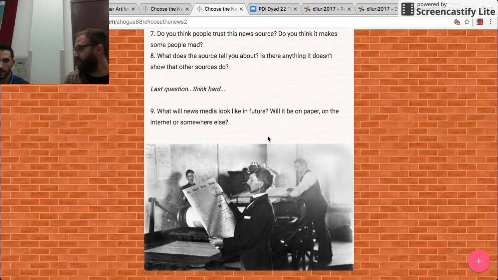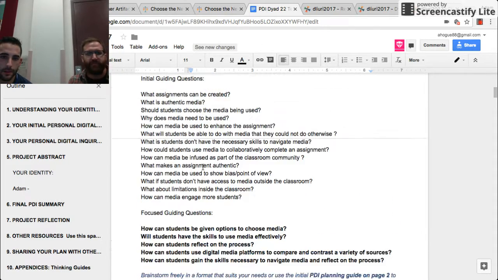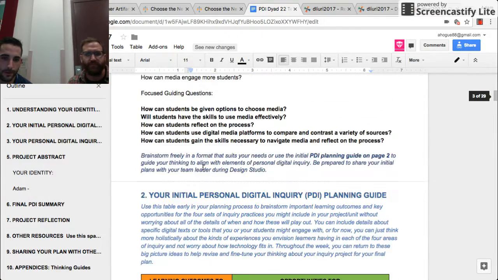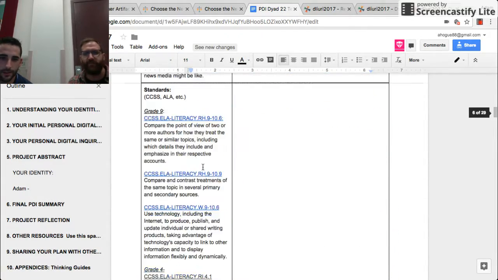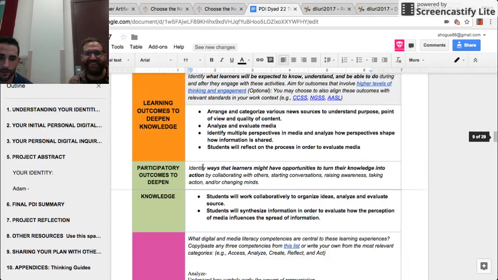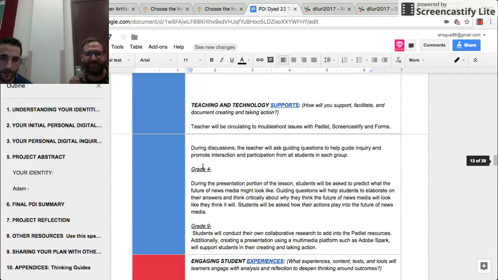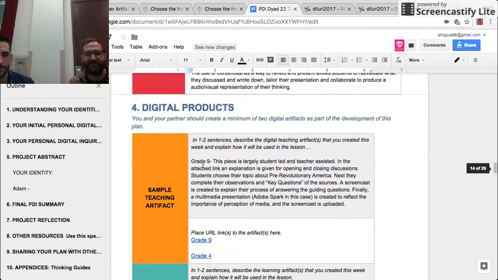So in my part, I took what Adam had done and just inverted it, and took it a little bit deeper with ninth graders. So I took the same analyzing.